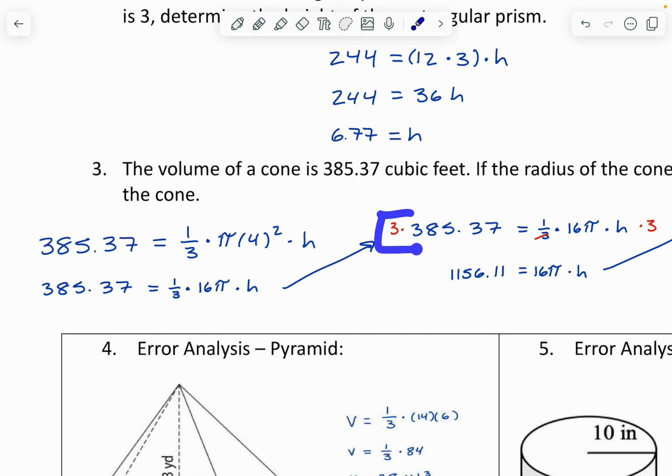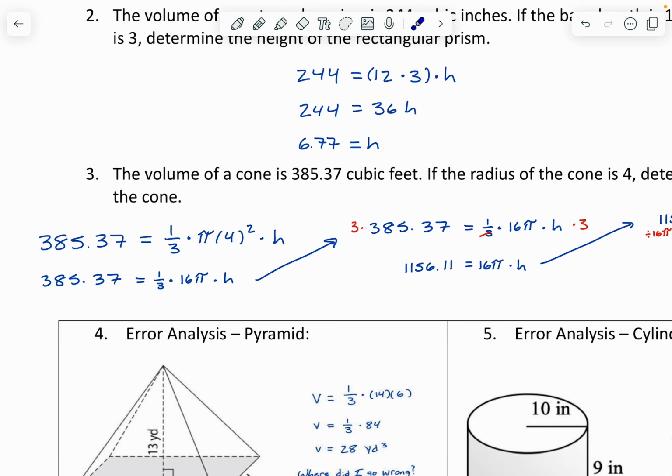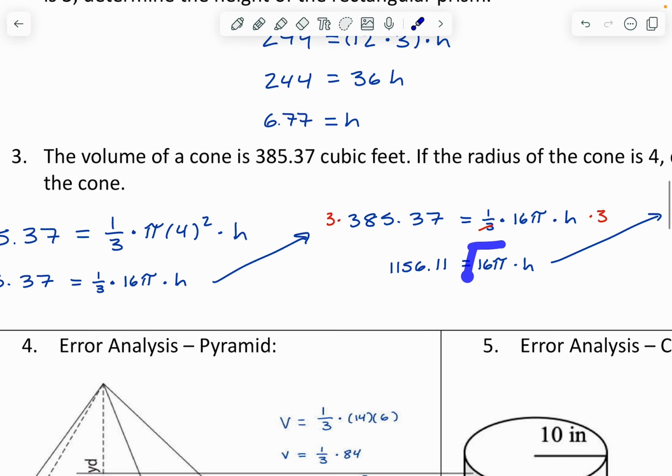And then on the left side, we have 3 times 385.37, which gives us 1,156.11. On the right side, that just leaves us with 16 pi times h. We got rid of that 3. Now you just have 1 times 16 pi times h.